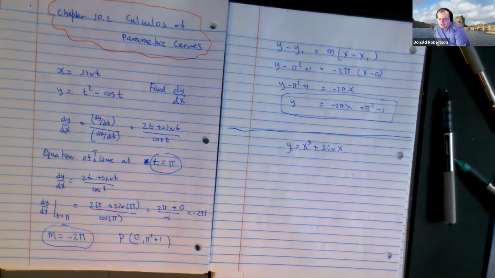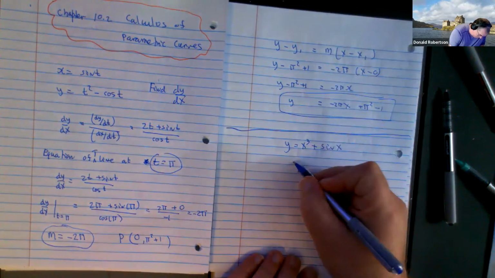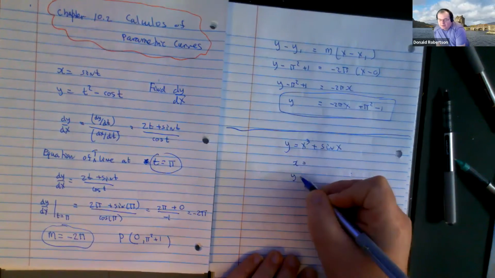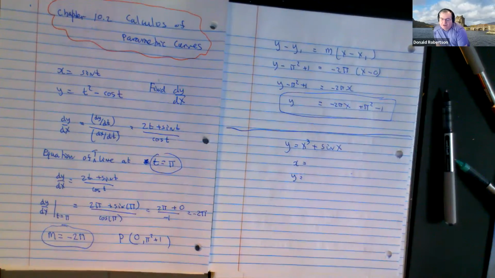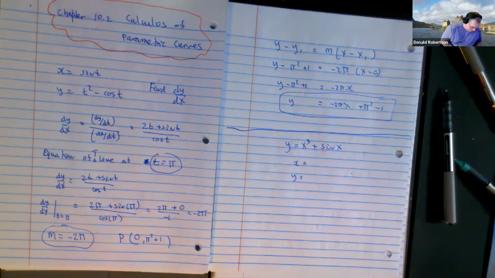Right, there is a normal Cartesian curve. I would like to make it parametric. It's very, very easy to take any function that's written as y equals a function of x and convert it into parametric. Watch what you do.